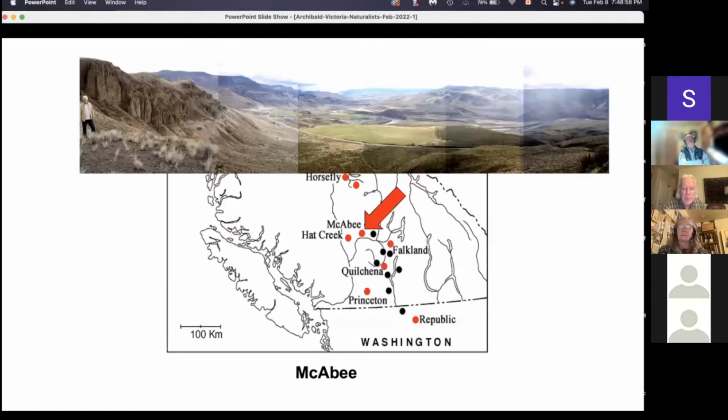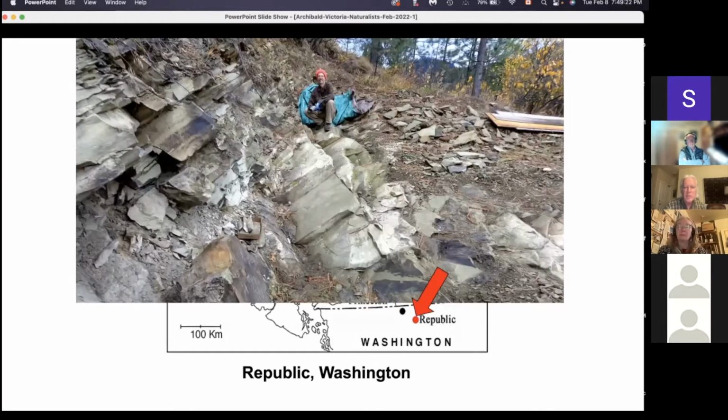And in central British Columbia, we see this famous locality near Cache Creek. You can see the shales exposed in the hillside here above the Thompson River, and there's Highway 1. You can see a bunch of these. Hat Creek, I've collected quite a bit of amber there. Horsefly over at Falkland, at Quilchena. And then the southernmost of the series at Republic, just over the border in northern Washington.